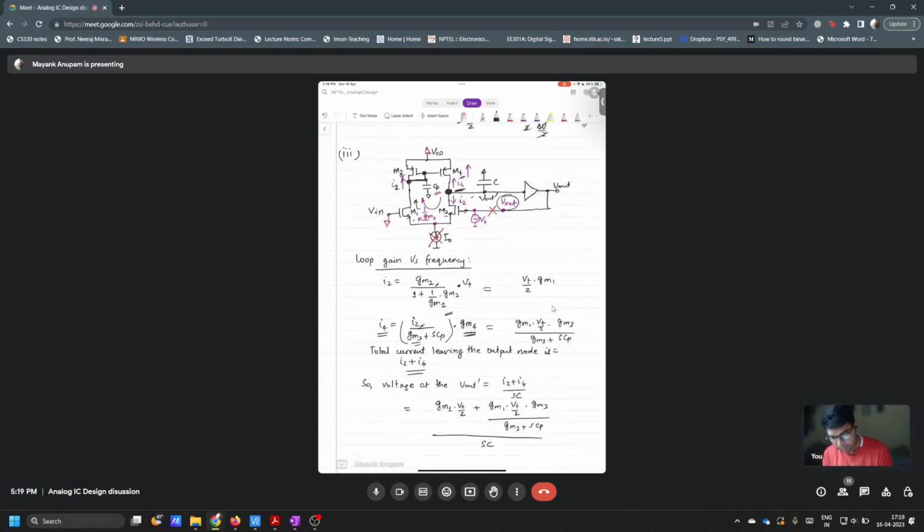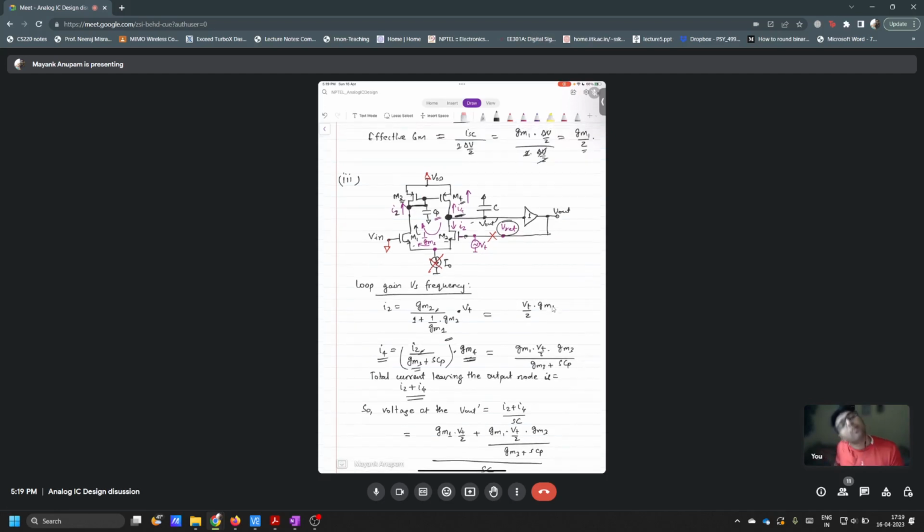Sir, one doubt. At the point of M3, is the current division occurring, that current I2 division? Oh, current division is okay. There is this M3, which is diode connected, and there is this capacitor CP, and these two are in parallel, isn't it? So there I can do the current division also, right? Whatever current flows through M3 will be reflected in M4.